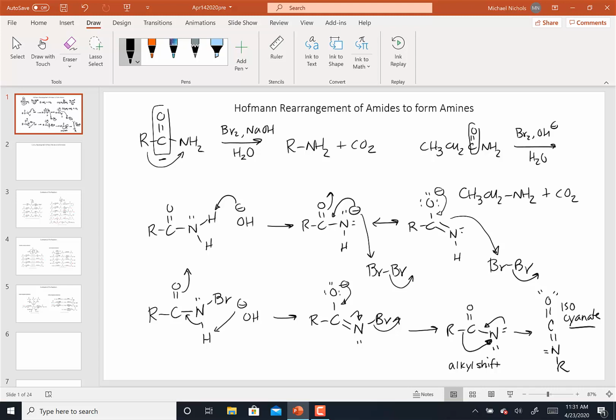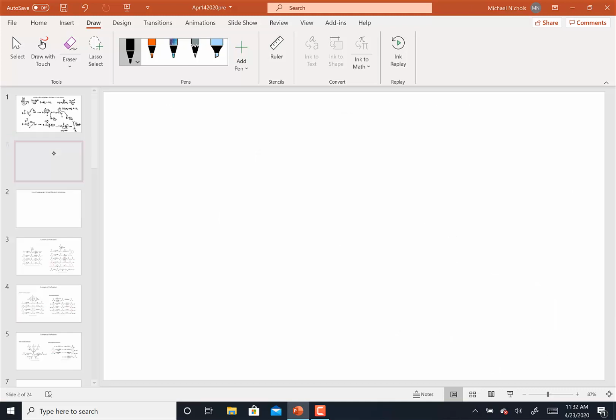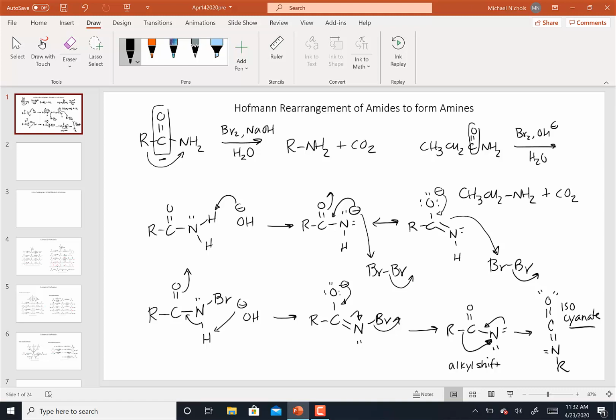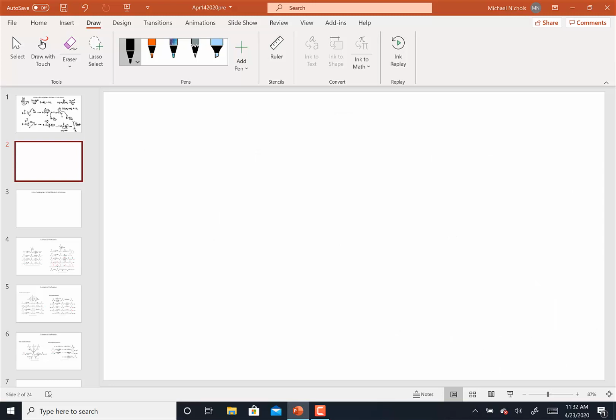So once we have that isocyanate and the R group has migrated, then we have to go through and actually lose the carbon dioxide. So if we rewrite that structure, so I'm going to have the R attached to the nitrogen, doubly bonded to the oxygen.